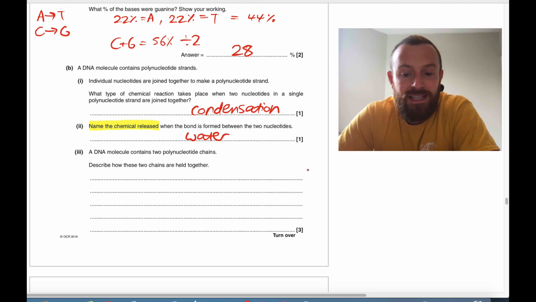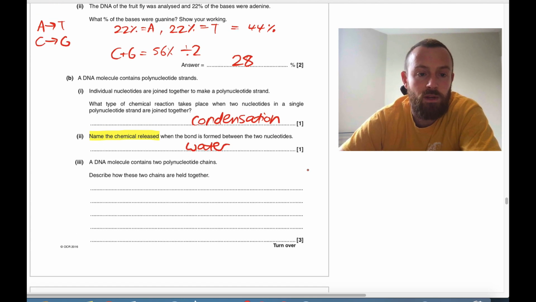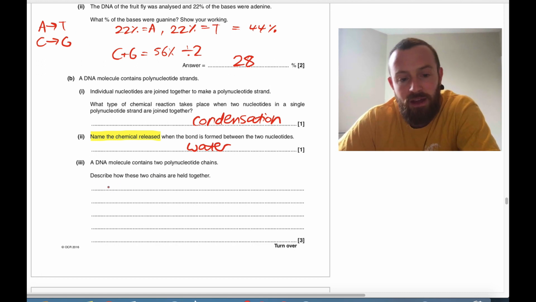A DNA molecule contains 2 polynucleotide chains. How are they held together? Well, we need to talk about this A to T, C to G. So, the mark's going to be that. So A to T, C to G.